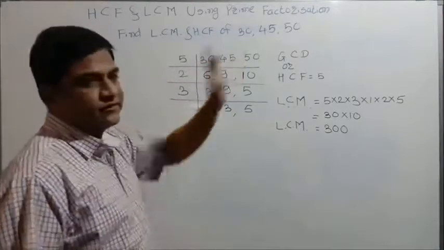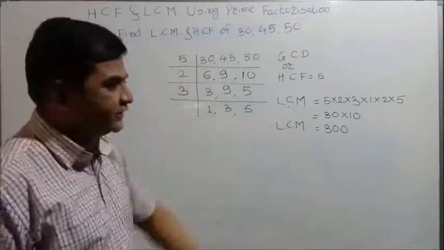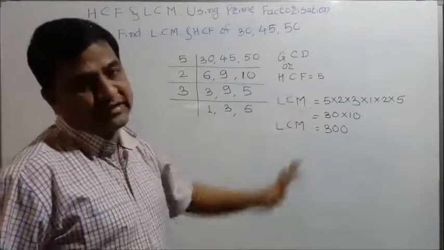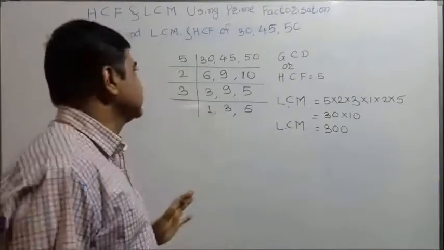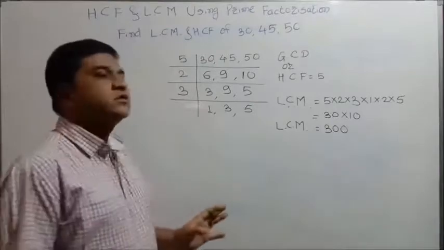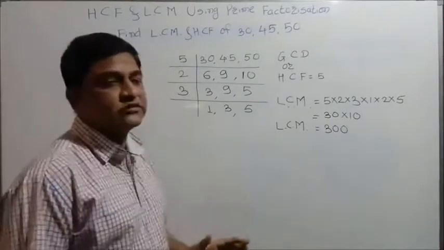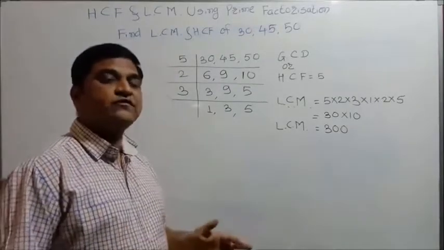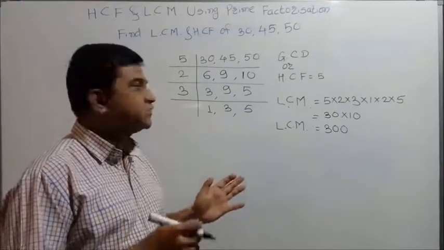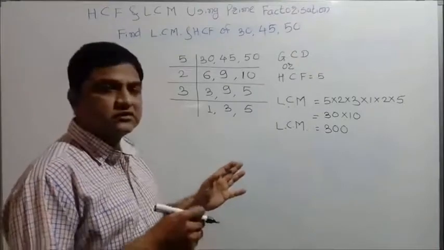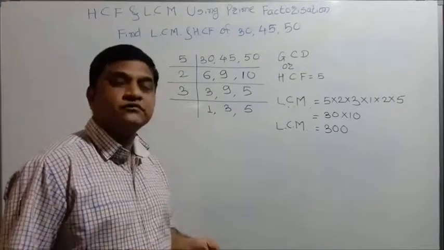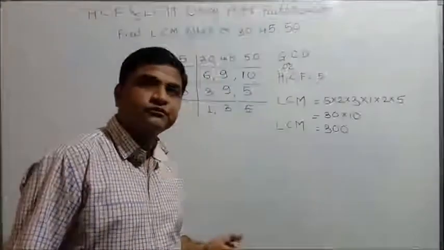So what is it? 5 2s are 10, and 10 3s are 30. And then 1 multiplied by 3 is 3, and 3 multiplied by 5 is 15. So we have 30 multiplied by 10, and the answer is 300. What we got, 300, is the lowest common number in the tables of 30, 45 and 50. If I jot down the tables of 30, 45 and 50, the first number that will come common in all of them will be 300, and that is known as the lowest common multiple.